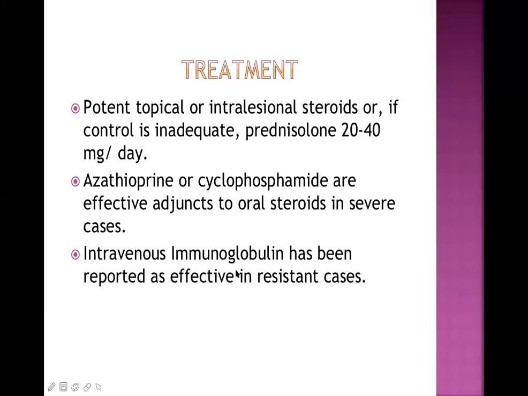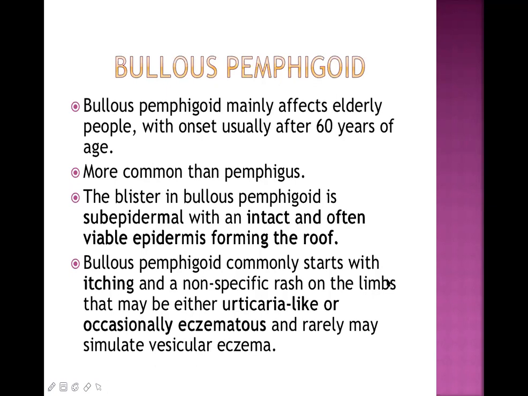Now, one other type of therapy is intravenous immunoglobulin. It has been reported as effective in resistant cases. Remember the same mechanism we have discussed in different autoimmune disorders: probably they occupy the binding site so that they don't allow those autoantibodies to bind and destroy the target cells. So this is the mechanism. This is pemphigus foliaceus. Now, after this, let's enter into bullous pemphigoid, another type of vesiculobullous disorder.